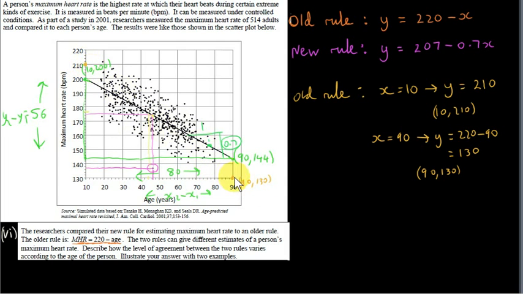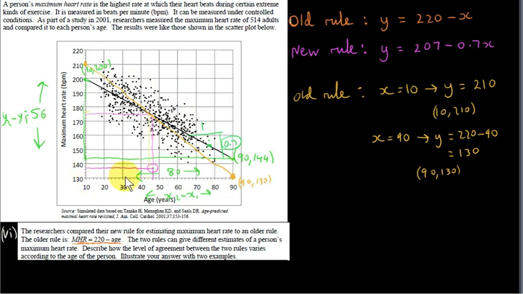That's the old relationship, or the old line of best fit, if you like, between maximum heart rate and age. Well, actually, it won't be the best fit for this data. It's just a rule inferred from other principles. It's not a line of best fit for this data. The line of best fit for this data here is what we call our new rule.